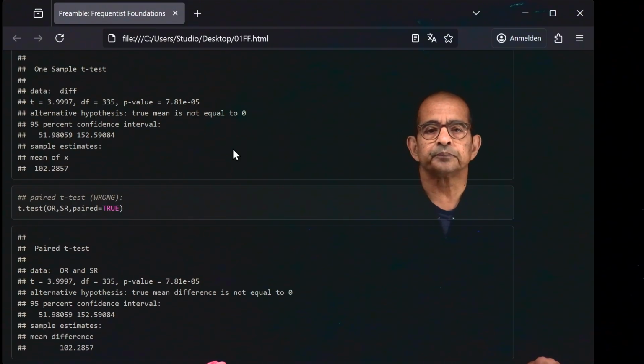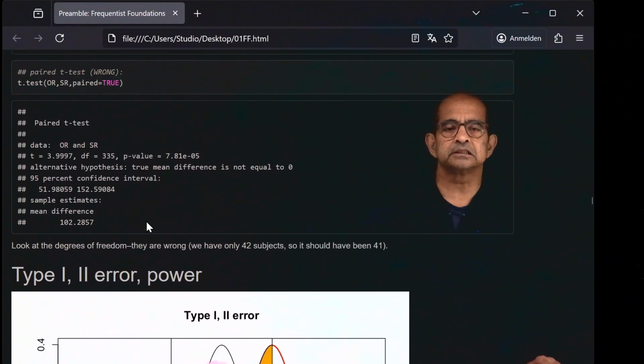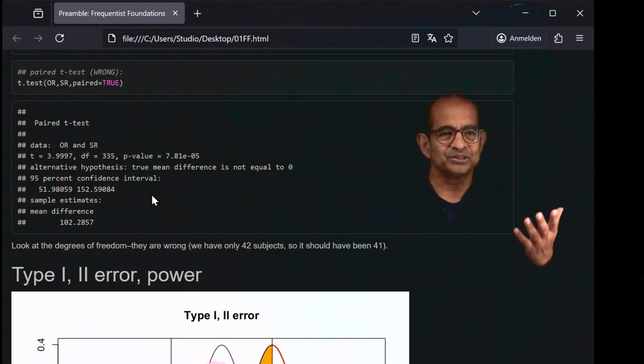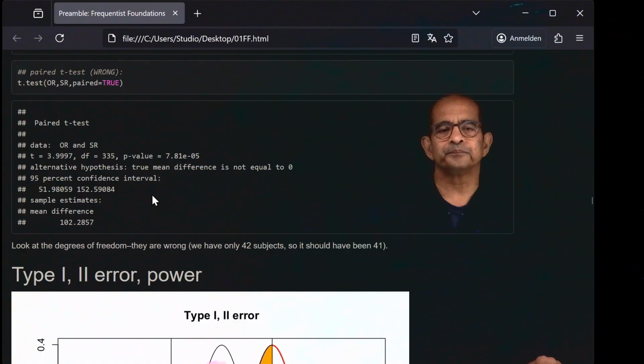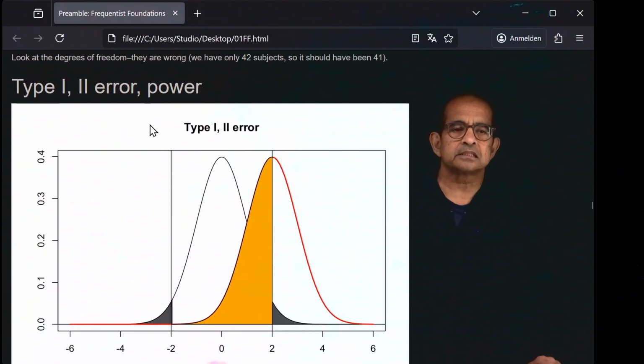Okay, so same situation here. Instead of difference scores, I could have taken the OR, SR paired t-test and still gotten all incorrect t-values and p-values. So you could end up drawing the wrong inference if you're not doing the t-test correctly. All right, so that's the story with the t-test.